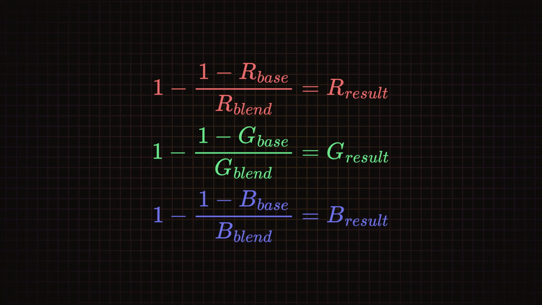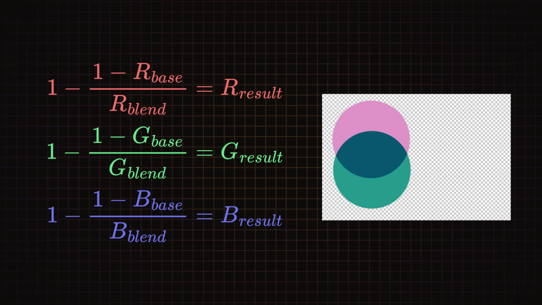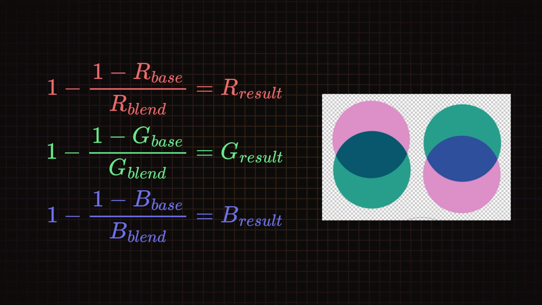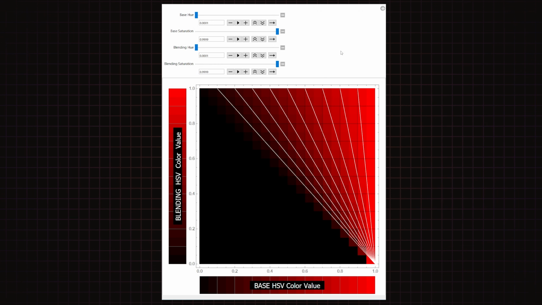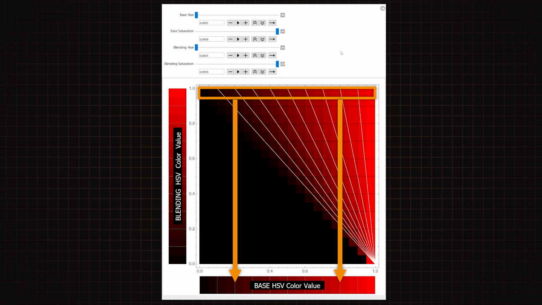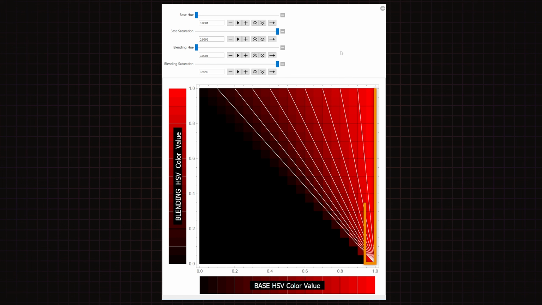One thing is pretty easy to understand and very important though. This formula is asymmetrical. If you switch the base and blending colors, you would get a different result. And we can see this through the arrangement of the graph lines. They are not symmetric either, but instead converge towards the lower right corner here. If we look at the outer edges, we see very different behaviors. When you use the brightest red on the blending layer, you'll get the base color as a result. But if you use it on the base layer, then you will only get that red and nothing else.